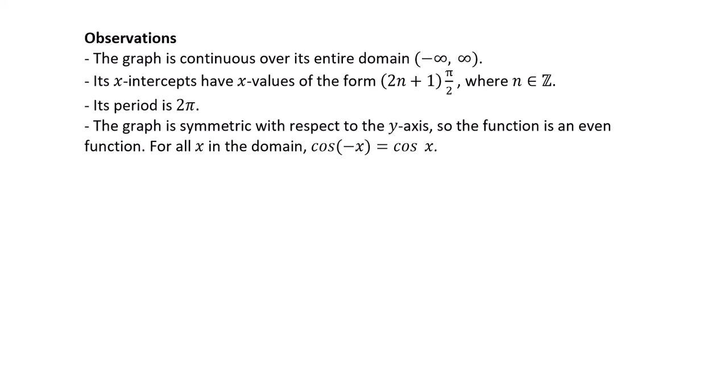Observations about the cosine function. The graph is continuous over its entire domain, and its entire domain is negative infinity to positive infinity. Its x-intercepts have x values of the form 2n plus 1 times pi over 2, where n is an element of the integers. Its period is 2 pi. The graph is symmetric with respect to the y-axis, so this function is an even function. For all x in the domain, cosine of negative x equals cosine of positive x.